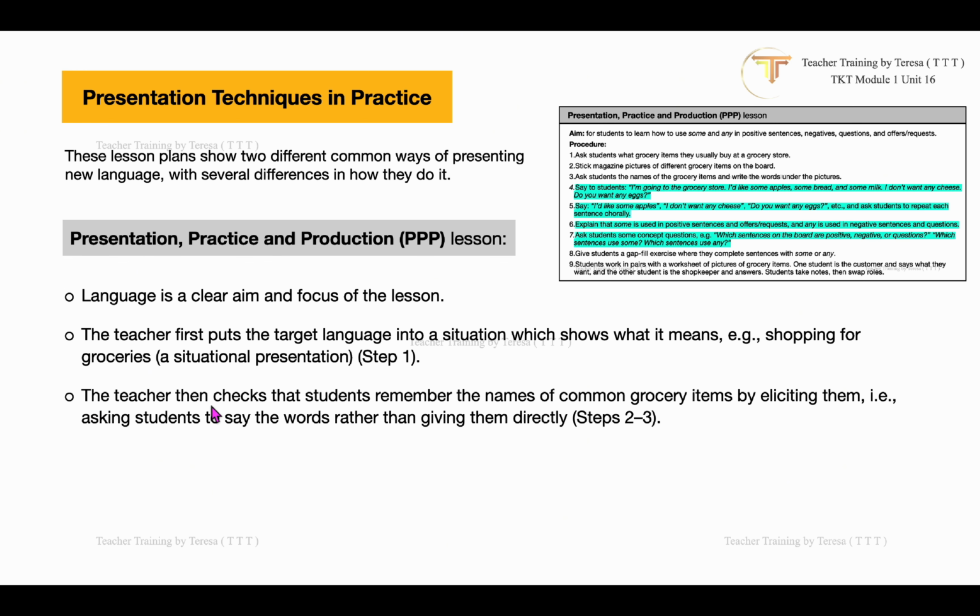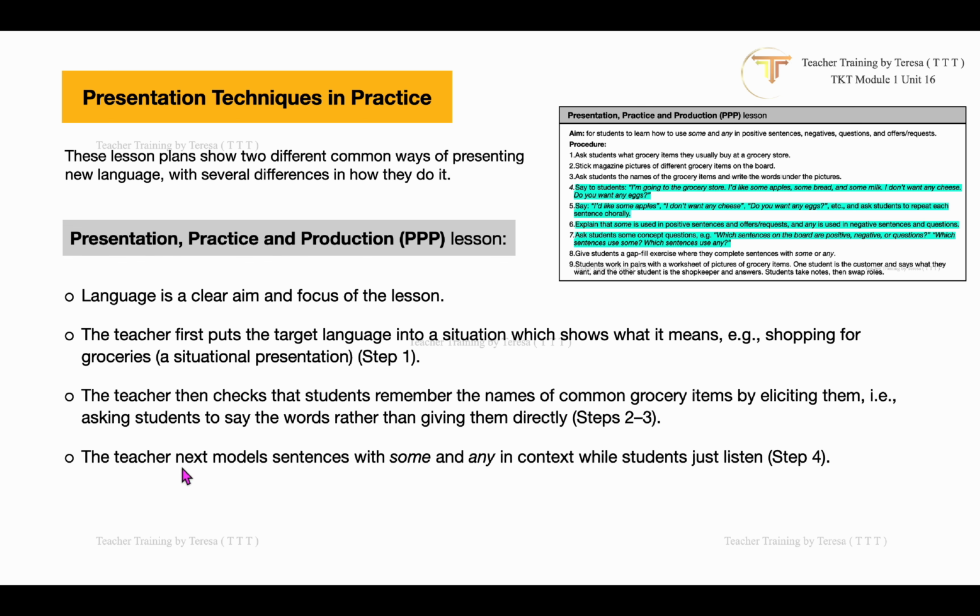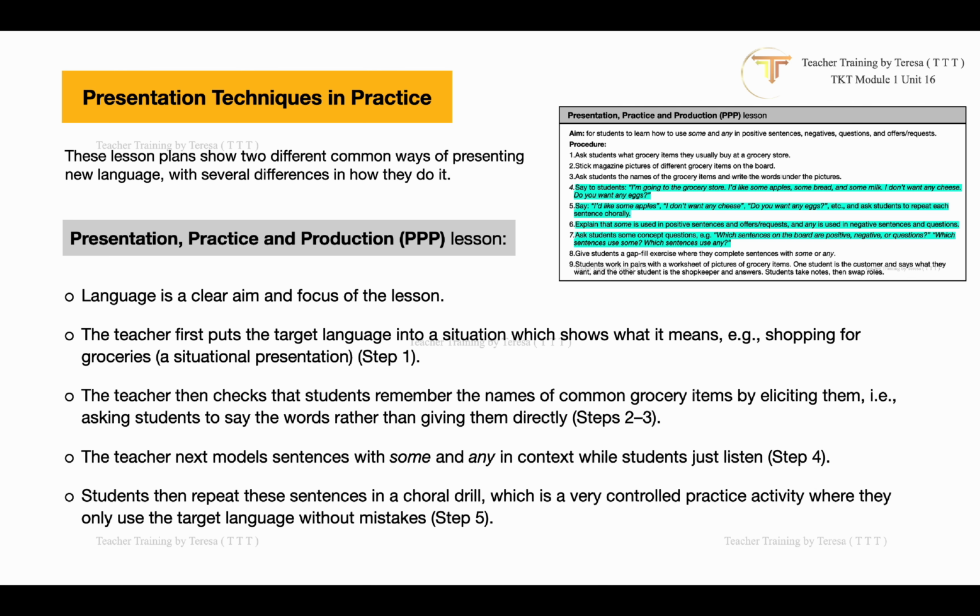The teacher then checks that students remember the names of common grocery items by eliciting them, that is, asking students to say the words, rather than giving them directly, steps 2, 3. The teacher next models sentences with some and any in context while students just listen, step 4. Students then repeat these sentences in a choral drill, which is a very controlled practice activity where they only use the target language without mistakes, step 5.